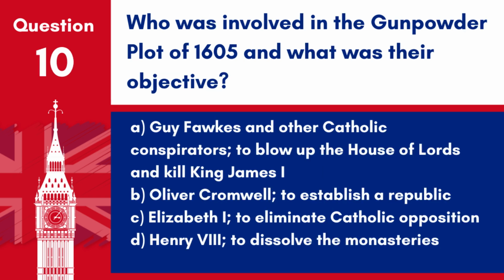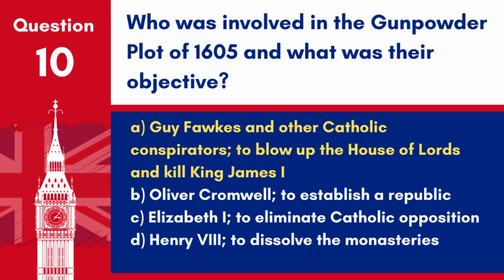Question 10. Who was involved in the Gunpowder Plot of 1605, and what was their objective? A. Guy Fawkes and other Catholic conspirators to blow up the House of Lords and kill King James I. B. Oliver Cromwell to establish a republic. C. Elizabeth I to eliminate Catholic opposition. D. Henry VIII to dissolve the monasteries.